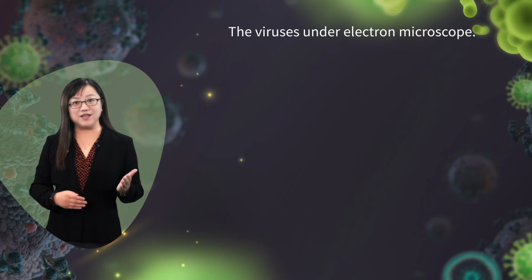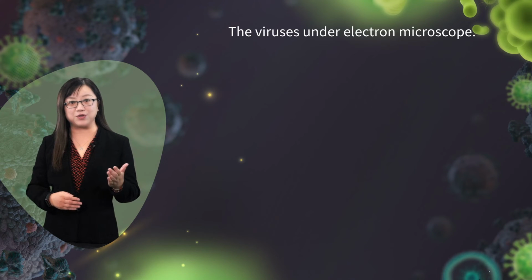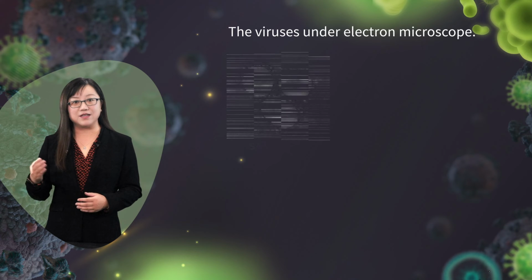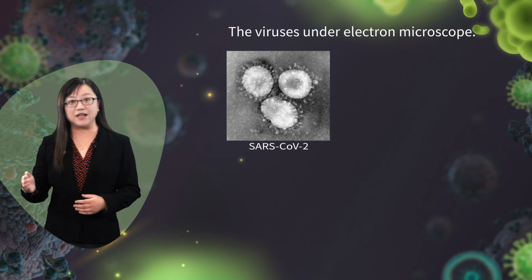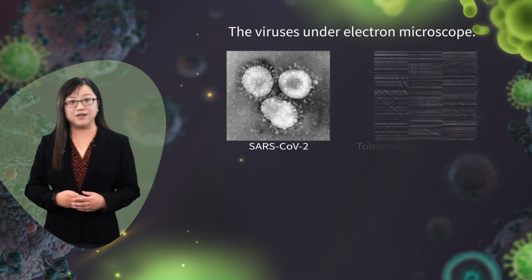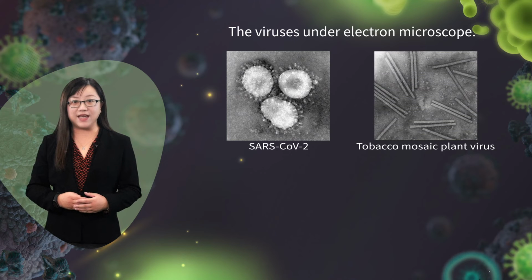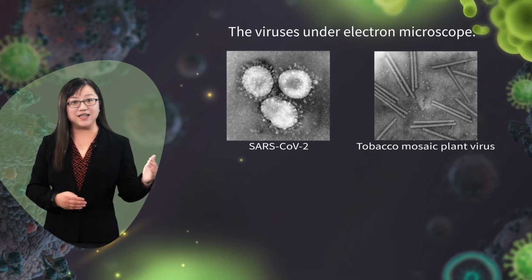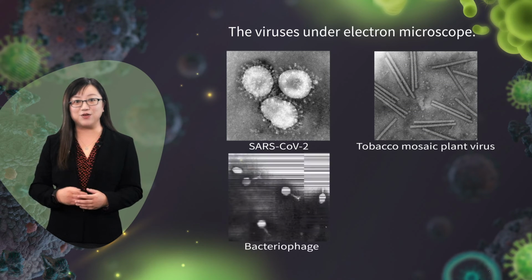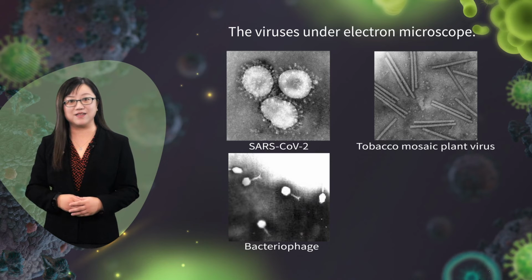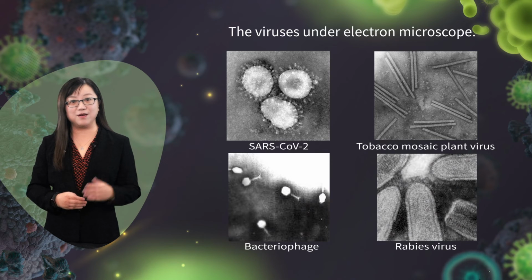The viruses under electron microscope. SARS-CoV-2 viruses are spherical. Tobacco mosaic plant viruses are linear. Bacteriophage, complex. Rabies virus, bullet.